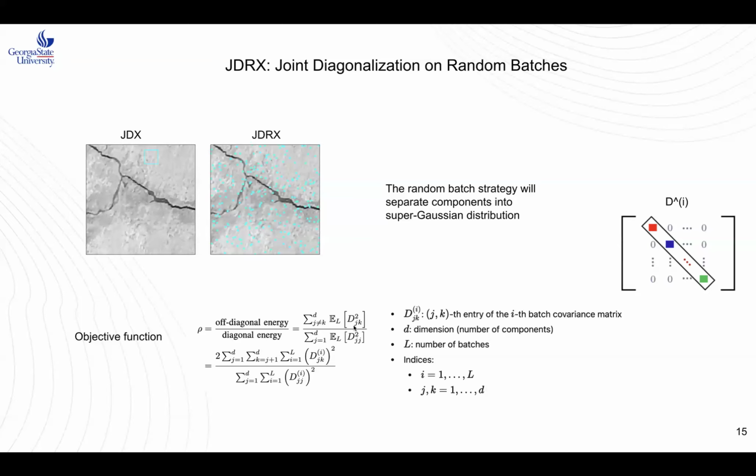There's this objective function. Yes, JK represents the off-diagonal and JJ represents the diagonal element. So the denominator contains only diagonal elements, and the numerator contains only off-diagonal elements. And this GDRX process is trying to minimize this value. Basically, it's to minimize djk squared and maximize djj squared.